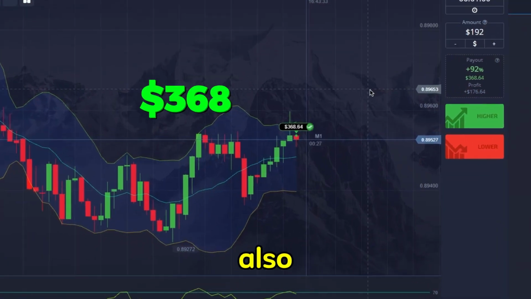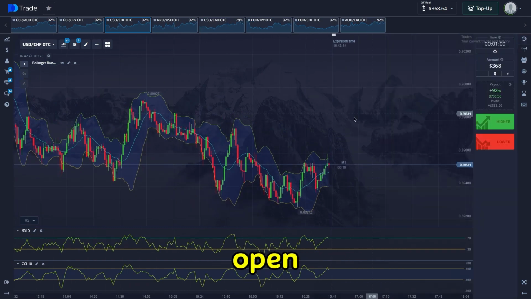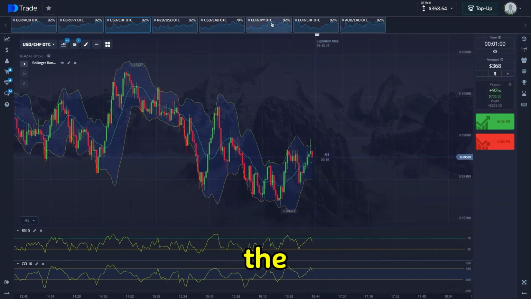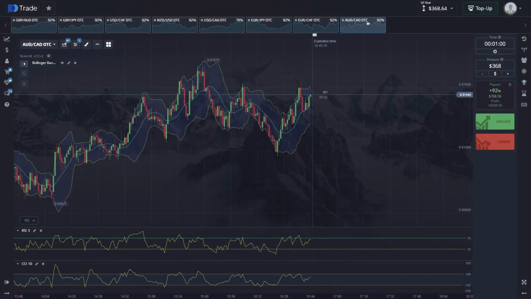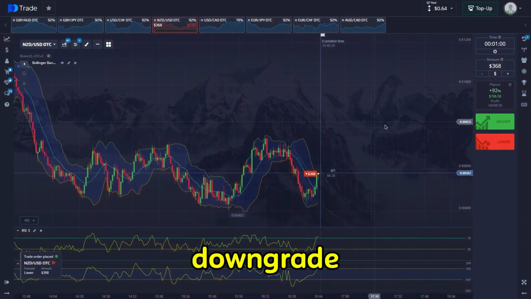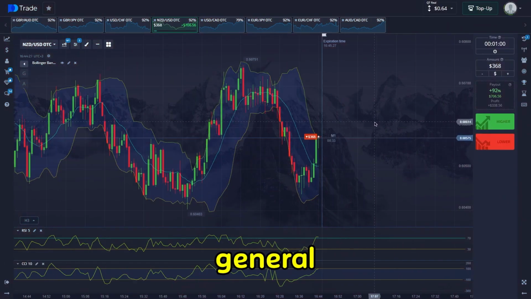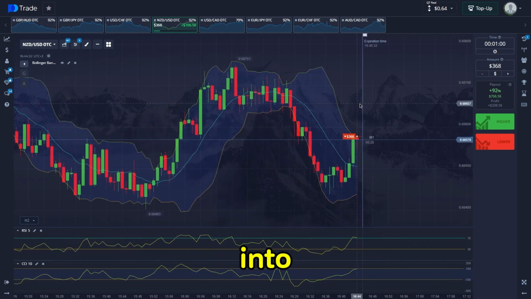And the second deal also easily closes in a plus. Change the amount of the value. Let's try to open a deal to increase and select the next currency pair. Let's open a downgrade deal here this time. In general, I think you understand what the principle of entry into this deal is.